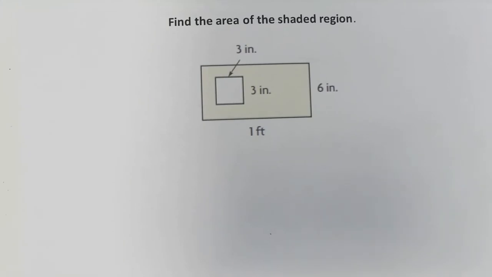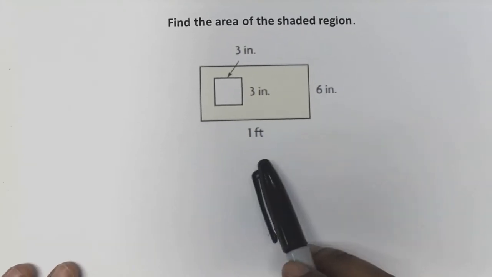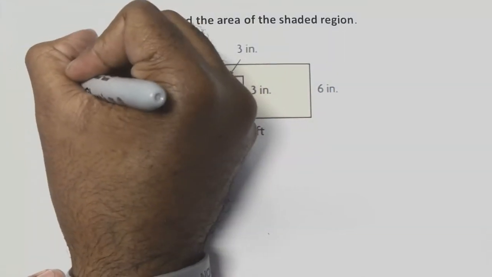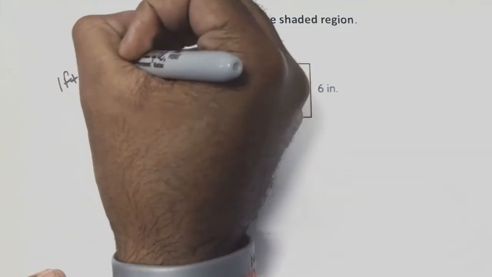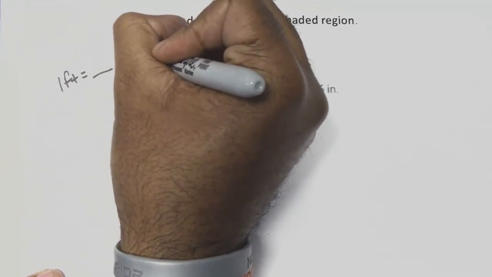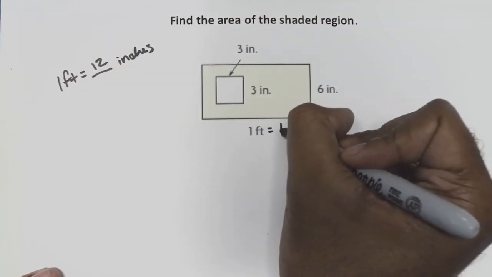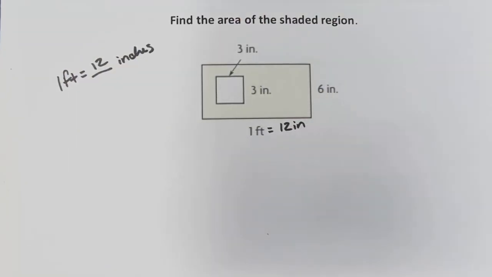So let's first start with our units. What two units are we given? Correct, we're given inches and feet. And remember, we talked about this before. Our units of measurement have to be the same. So we're going to convert our 1 foot into inches. So let's convert. I know 1 foot equals how many inches? Correct, 12 inches. So this is the same thing as me saying 12 inches.